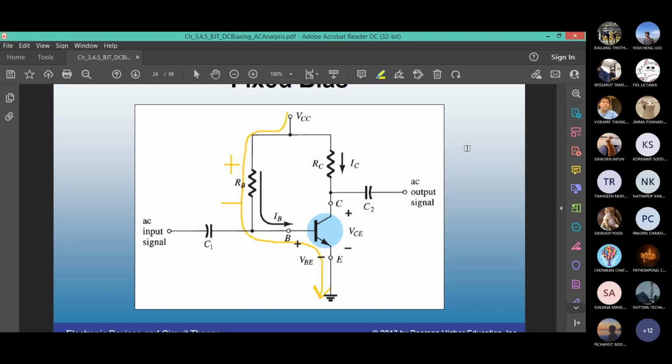What about the outer loop? This is the input loop equation. If you want to find IB, what is the equation? VCC minus VBE divided by RB, from what I just said. Outer loop: VCC minus ICRC minus VCE equals 0. That is the output side equation. Can everyone follow?